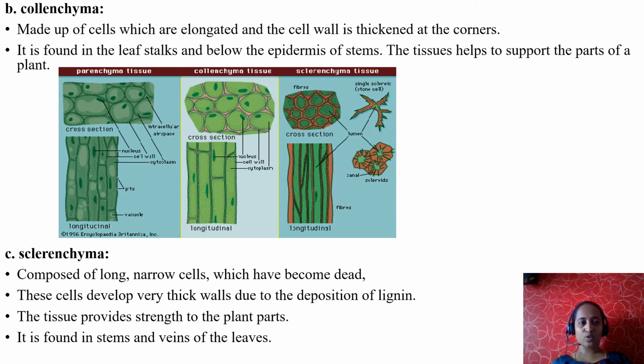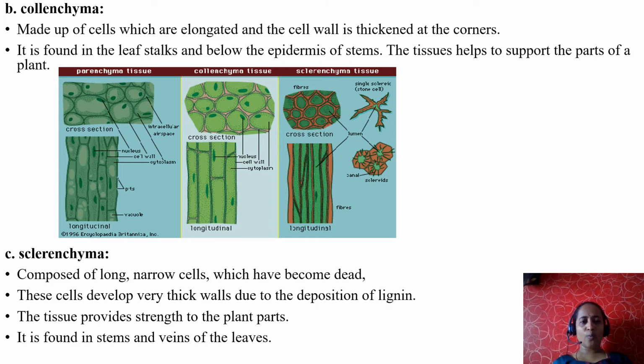Out of three types of tissues, that is parenchyma, collenchyma, and sclerenchyma, the first two are living in nature. The third one, sclerenchyma, is always dead. The cells are dead, elongated and narrow. Narrow in the sense that they are very thin. Why? Because they lost the nucleus as well as cellular contents. That is why they appear narrow.